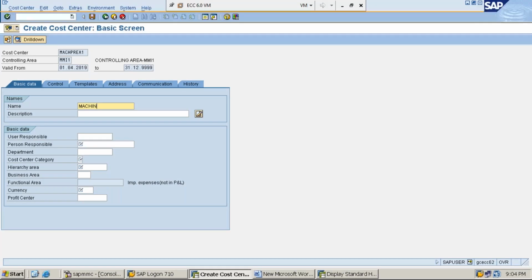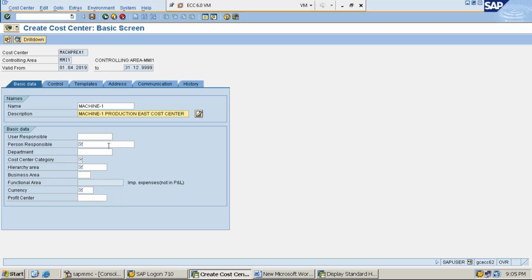So just I'm giving Machine 1 description. Machine 1 does not indicate machine, rather it will speak about activity. Okay. Machine 1 production cost center. Production East cost center. Production East cost center.